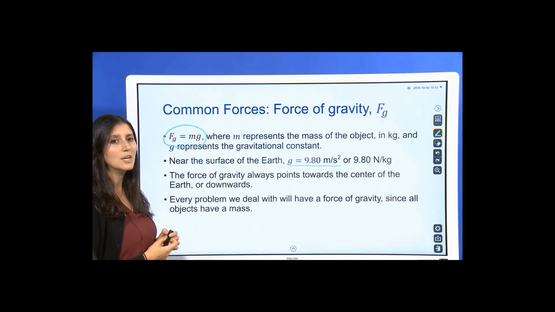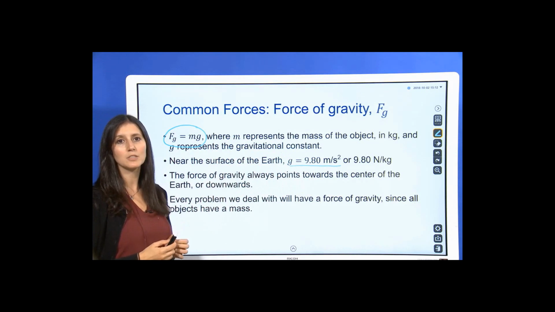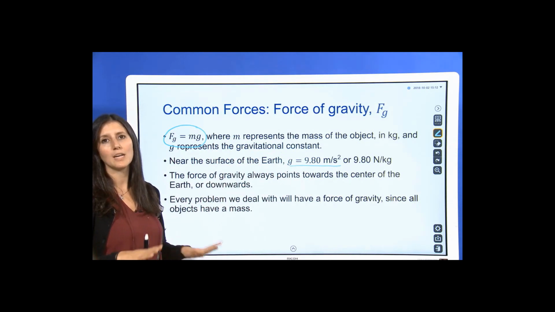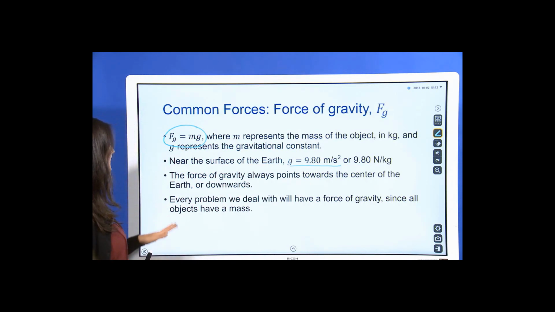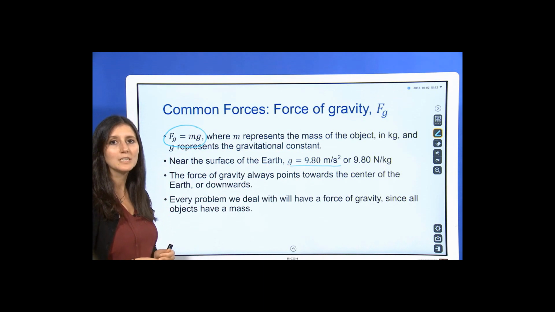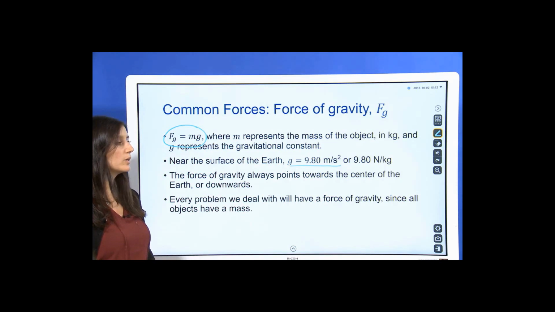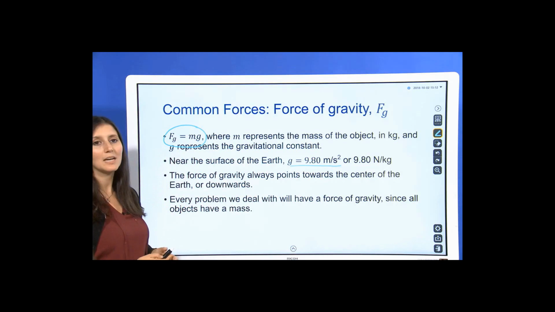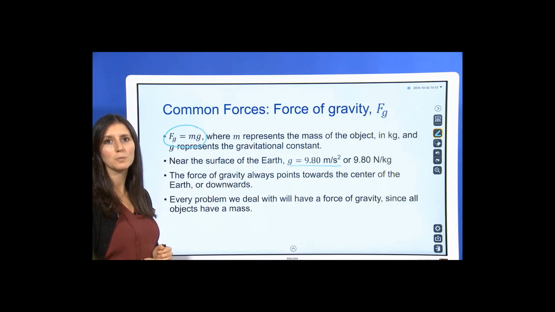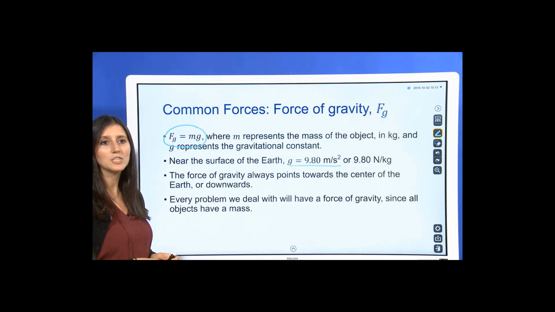Okay, so this is a constant. You're always going to use this value. This value is correct for any question where you're located near the surface of the Earth, which is what we're going to be doing in this course always. Okay, so the force of gravity is always pointing towards the center of the Earth. So that would be straight down. So in every question, we will always have a force of gravity. Every problem we deal with will have this force because all objects have a mass. Okay, and g is always going to be 9.80 meters per second squared for the purpose of this course. So each question will always have a force of gravity that we have to consider.